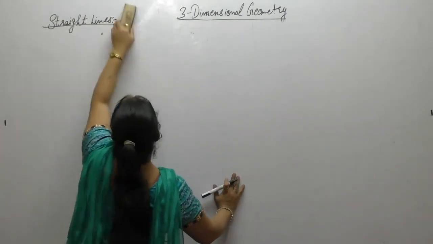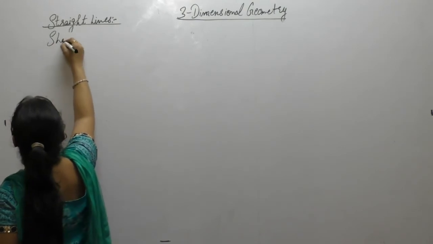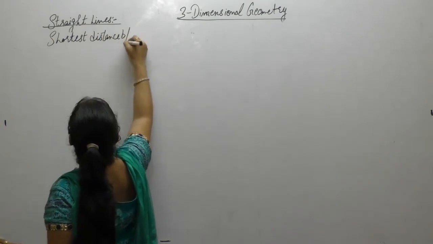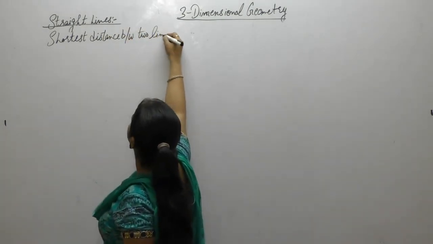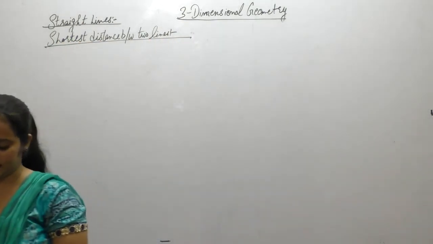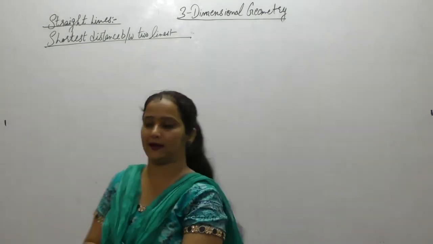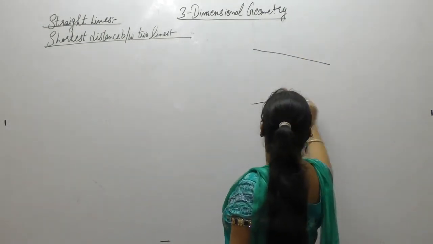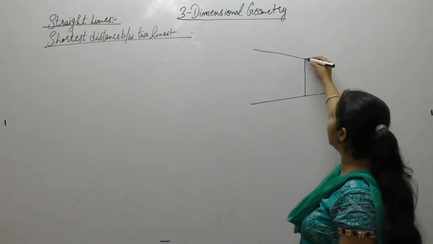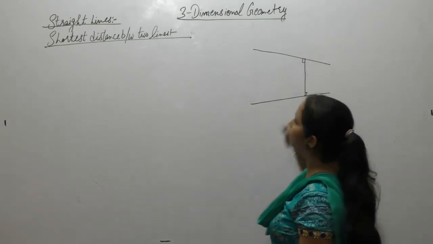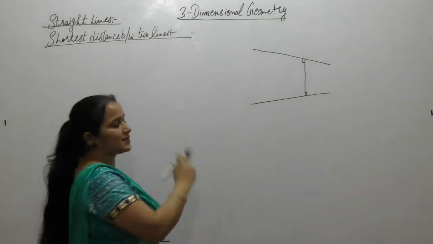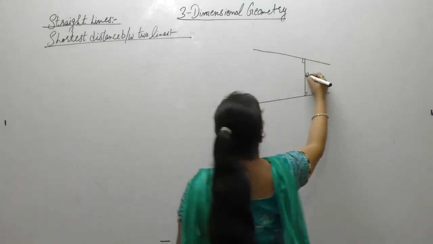Now the next topic is the shortest distance between two lines. If the two lines are skew lines, meaning they are neither intersecting nor parallel. Suppose these are two lines, neither intersecting nor parallel. Then there exists only one place where the common line is perpendicular to both lines. So this is the shortest distance between the two lines. This we want to find.